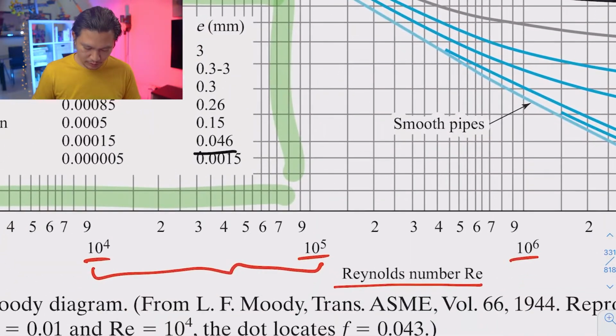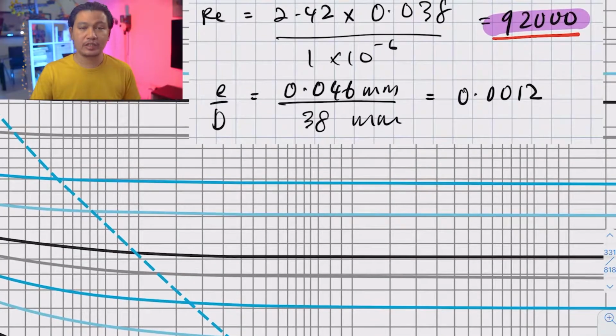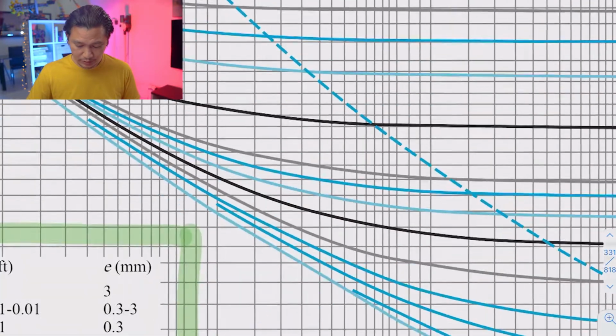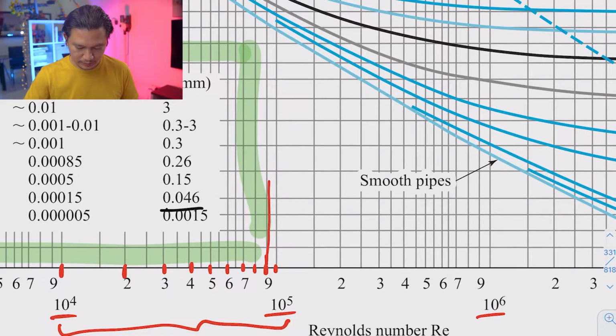Right, so let me zoom in. So this is 10,000. This is 20,000, 30, 40, 50, 60, 70, 80, 90. Now, between 90,000 and 100,000 is a very little space. So it's okay to follow this 90,000 even though our Reynolds number says 92,000. It's close enough. So for 90,000, let's just follow this line upward and see where this takes us.